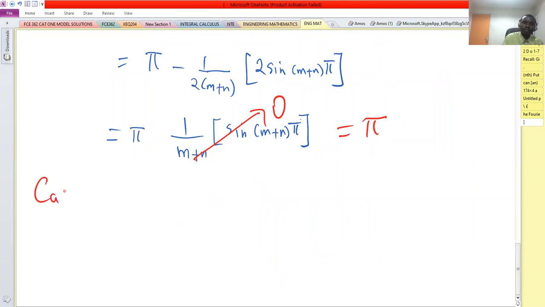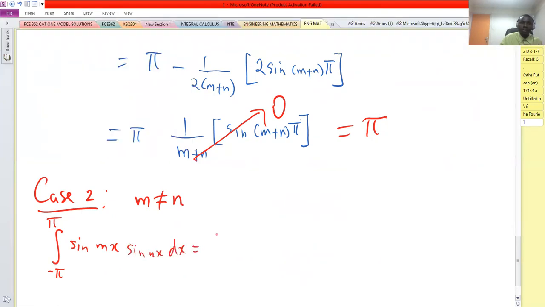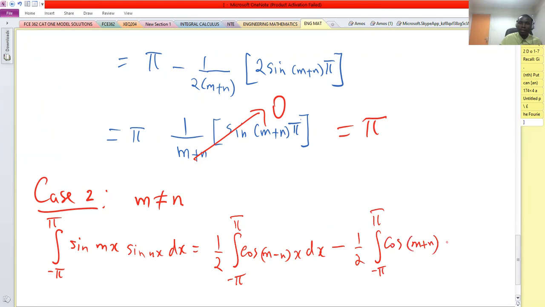Case 2, m not equal to n. So we have the integral from minus pi to pi of sine mx times sine nx, which will be given by a half integral from minus pi to pi of cosine (m minus n) x dx minus a half integral from minus pi to pi of cosine (m plus n) x dx.